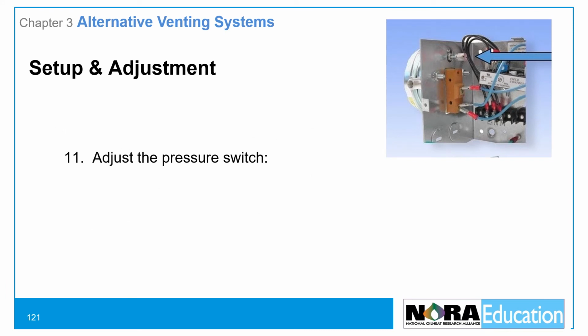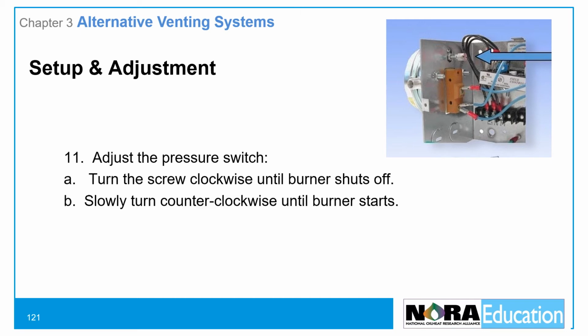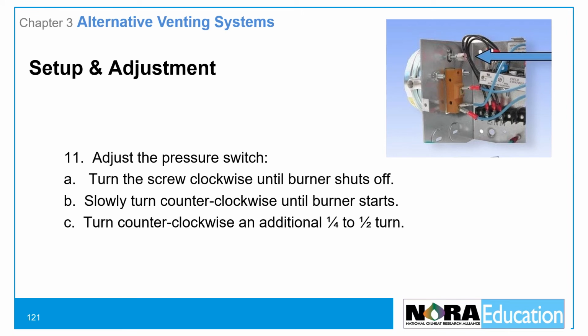And finally, adjust the pressure switch by doing the following. Turn the adjustment screw clockwise until the burner shuts off. Then slowly turn it counterclockwise until the burner starts, and then turn an additional 1/4 to 1/2 turn.